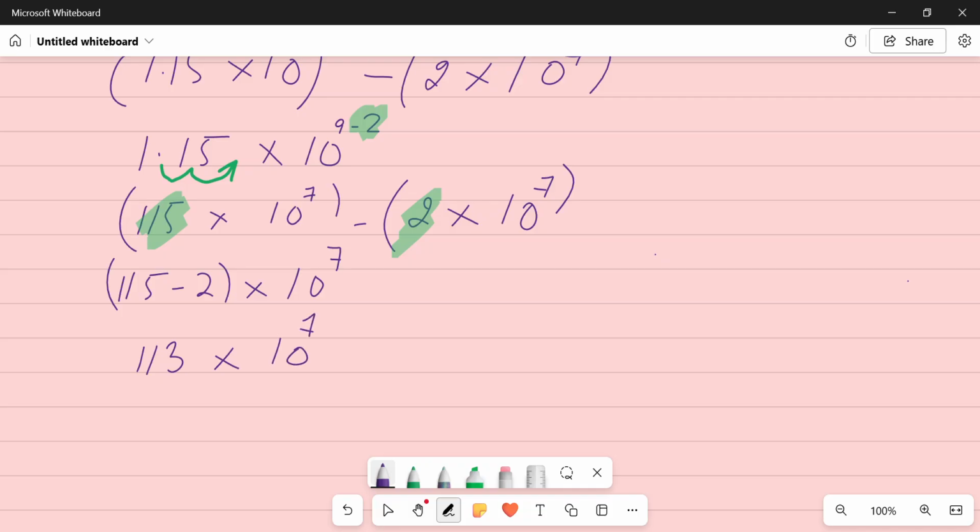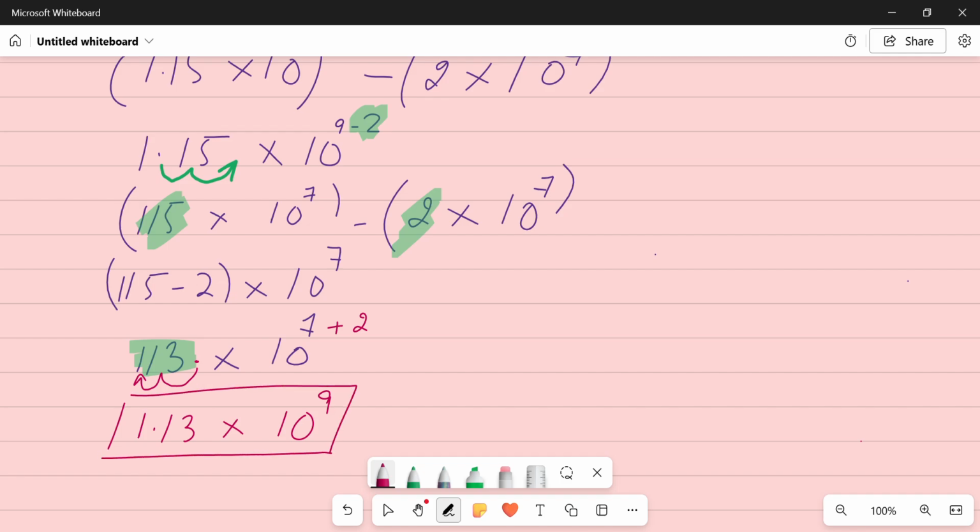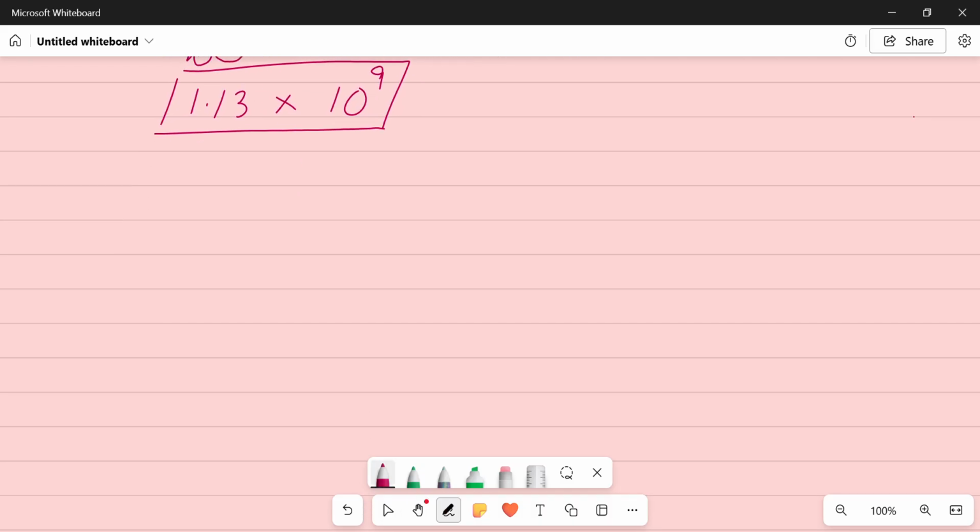As you know that, students, 113 is not your standard form. So how are you going to convert this into a standard form? Like your decimal is in the end. If there is no decimal, decimal is in the end. So you need the numbers between 1 till 9.9. So you need to do one jump and two jumps, right? The two jumps towards your left hand side. So you need to add plus 2, which gives you 1.13 times 10 to the power 9. This is your answer, right?